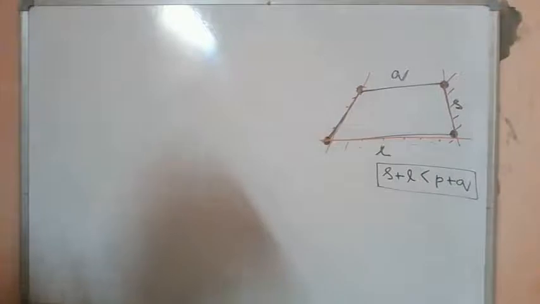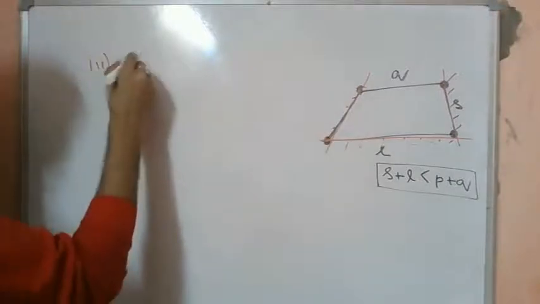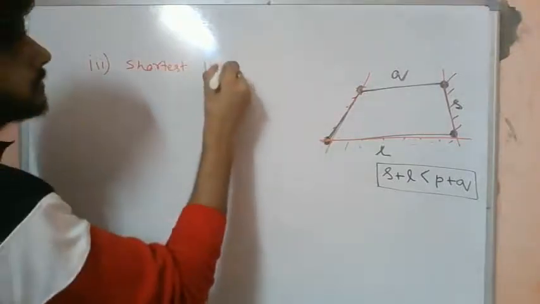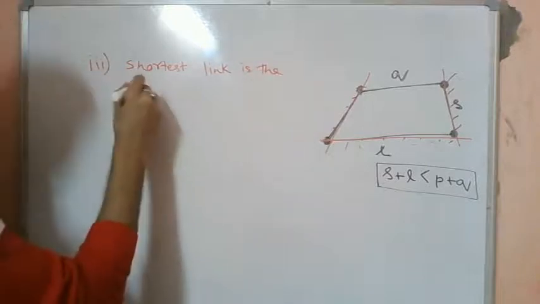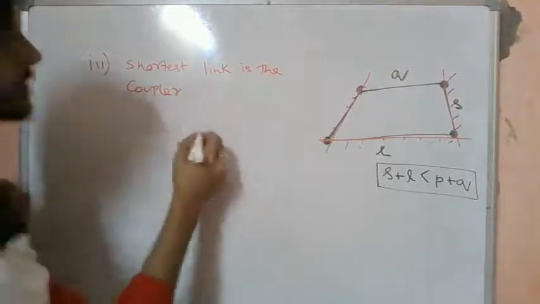Now we see the last inversion of this. The shortest link is the coupler. In such a case, let's say the shortest link is the coupler.